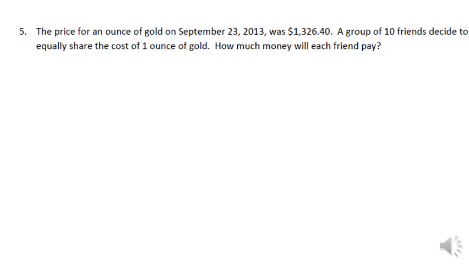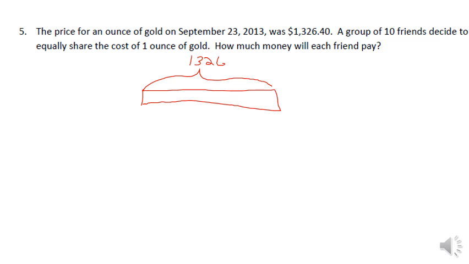The price for an ounce of gold on September 23rd, 2013 was $1,326.40. A group of 10 friends decide to equally share the cost of 1 ounce of gold. How much money will each friend have to pay? Well, to keep it understandable, here's my tape diagram, and I know this is $1,326.40, and we're dividing this up between 10 friends. And we want to know how much each one is going to have to pay.